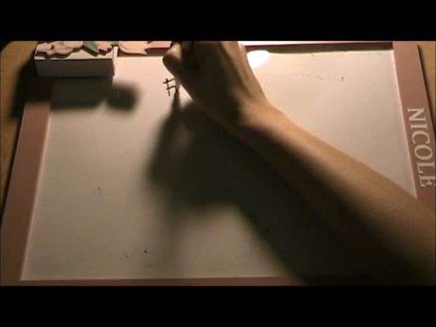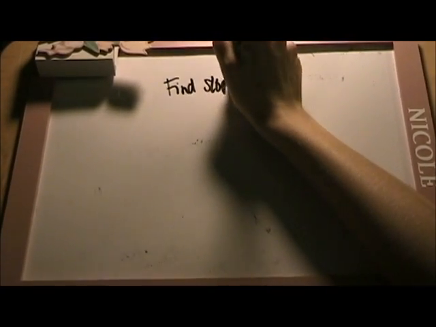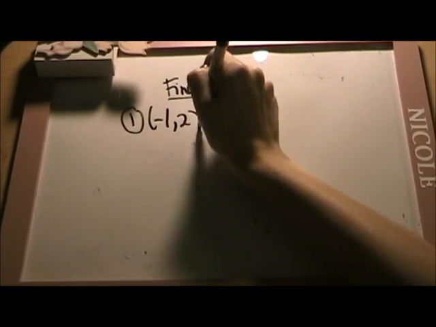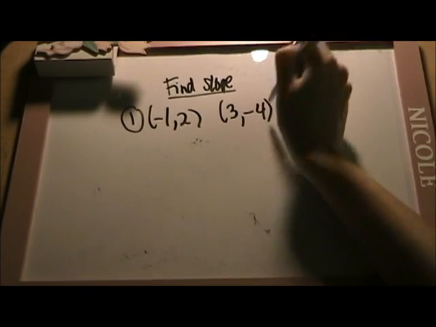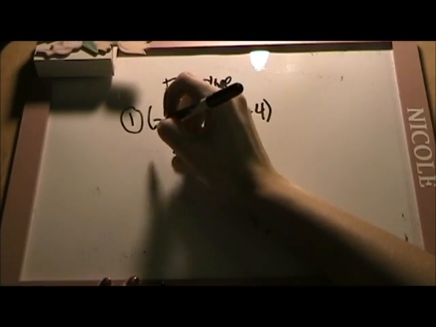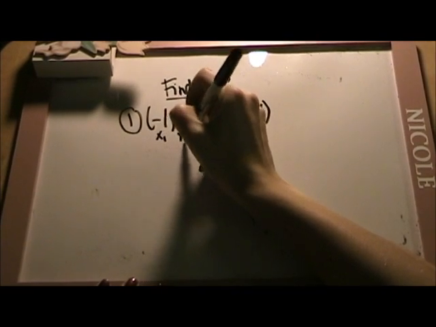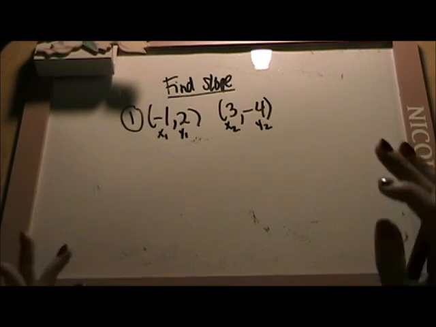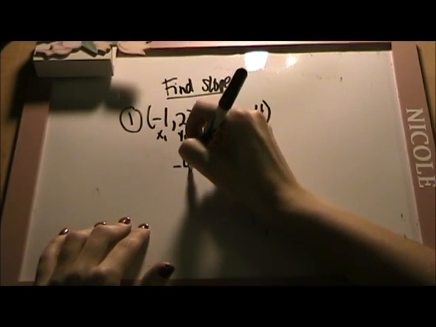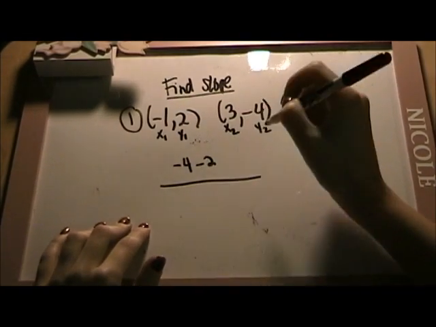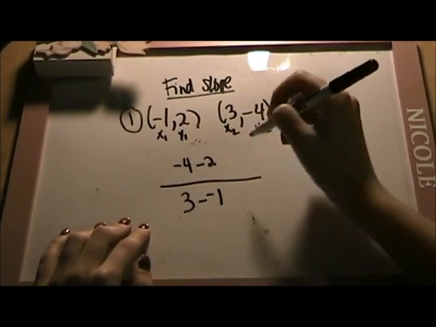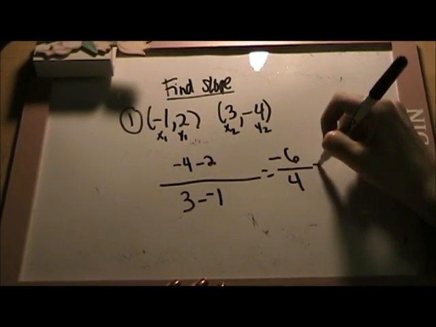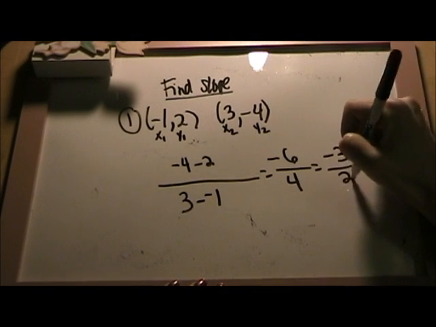So let's find slope. First one, -1, 2, 3, -4. So we're going to label each point. We're going to label this x1, y1, x2, y2, and then we just plug it in the slope formula. So -4 minus 2 over 3 minus a -1 is going to equal -6 over 4. And we're going to simplify that to -3 over 2.